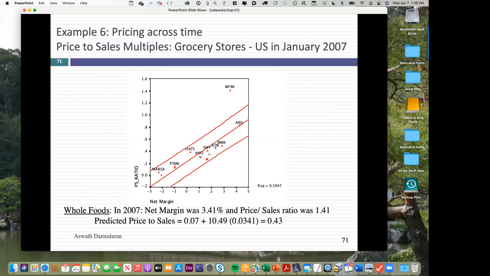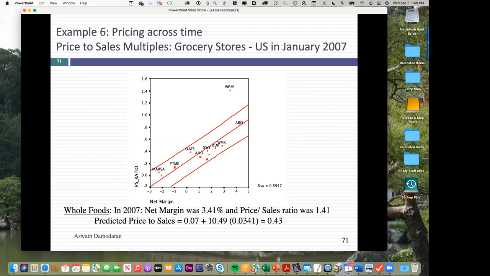Last example for today before we end. Okay. You guys familiar with the grocery business? Incredibly boring business. The analysts who track grocery stores must be brain dead by now, right? Every grocery store, it's low growth, terrible margins.